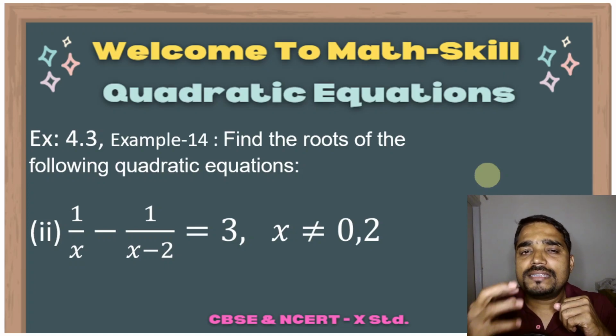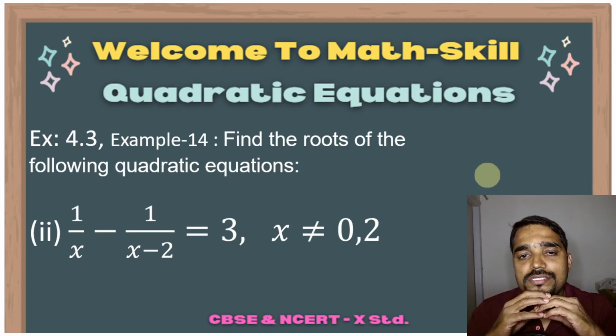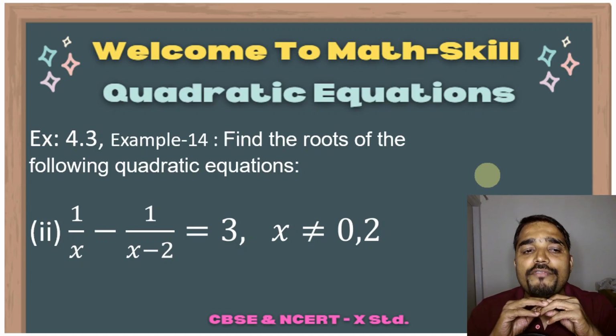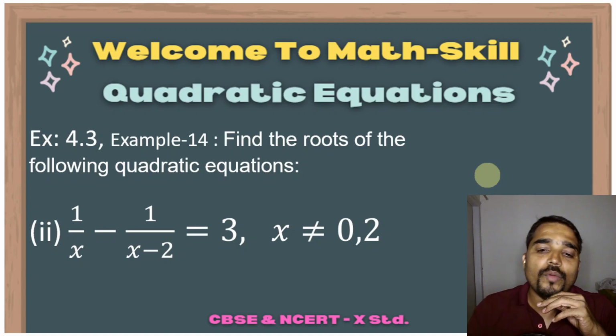In this session, let's learn about the chapter Quadratic Equations, which is part of NCERT as well as CBSE 10th Standard Mathematics. Here, the numerical is: find the roots of the following quadratic equation, that is 1 by x minus 1 by x minus 2 is equal to 3, where x is not equal to 0 and x is not equal to 2.